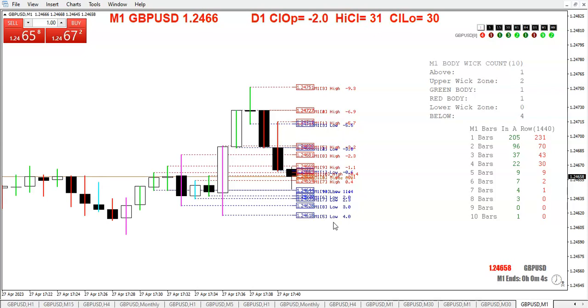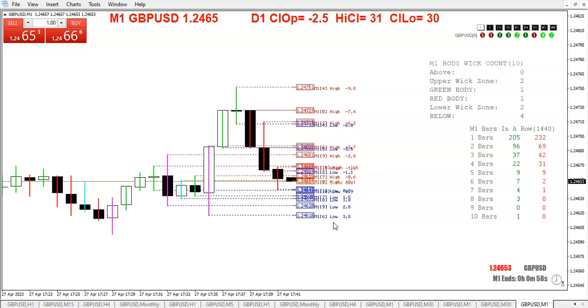Okay, so we had 4 in a row, now going on 5. Pushing down here. This is why you let some of these candles close. So now you got 5 in a row. Very infrequent.